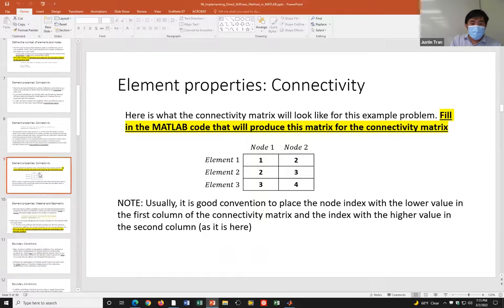All right, so that's the connectivity matrix, and we'll come back to this once we get to assembly. This information is going to be important because after we construct the element stiffness matrices for all the elements, we have to insert them into the correct spots in the global linear system. So this connectivity information will be important.